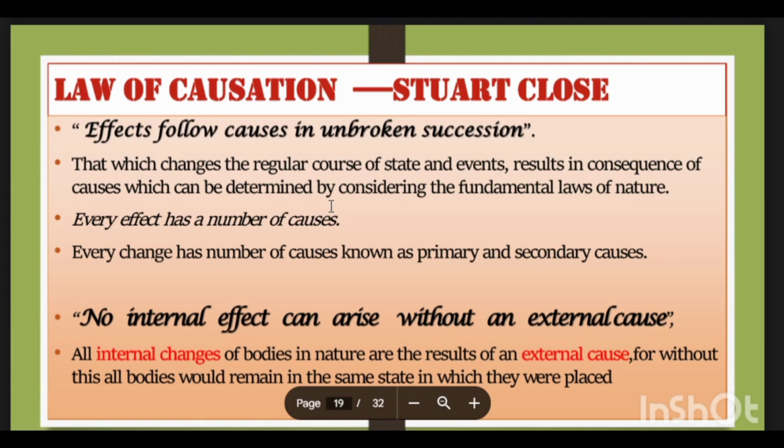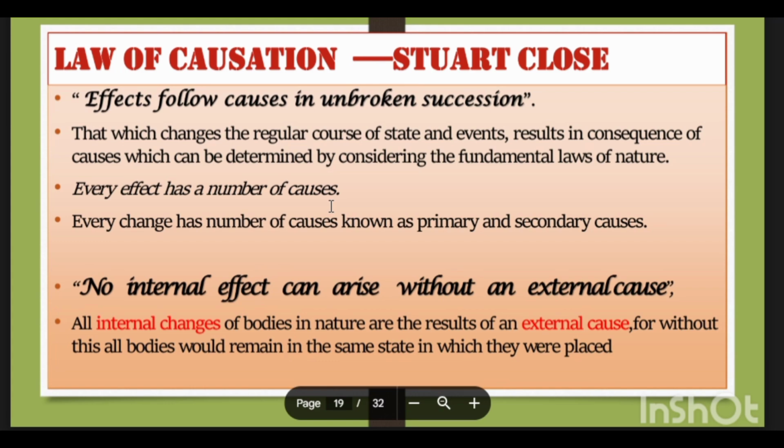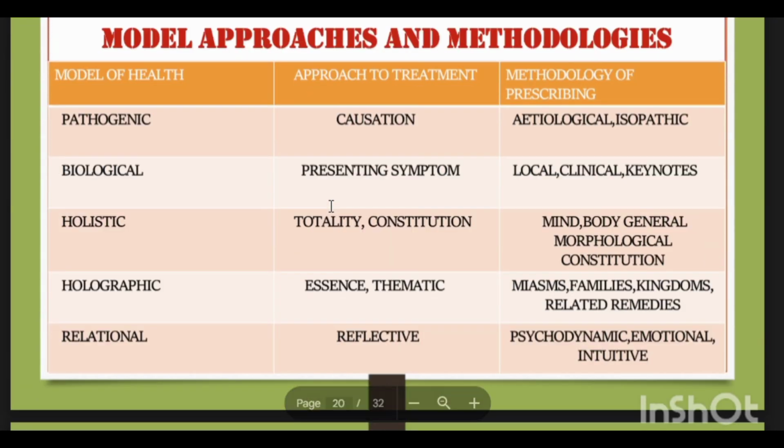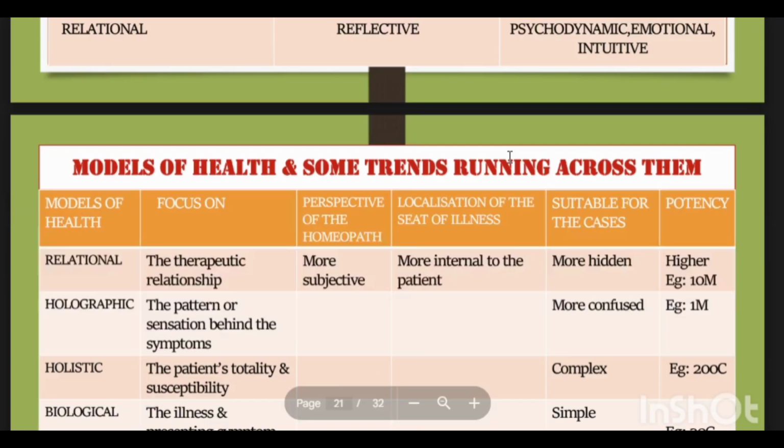This table is very helpful. It shows that biological and pathogenic models are more objective, based on fact, but you can see they focus on the external cause or local symptoms. They often use lower potencies like 30C or 6C for simple cases.